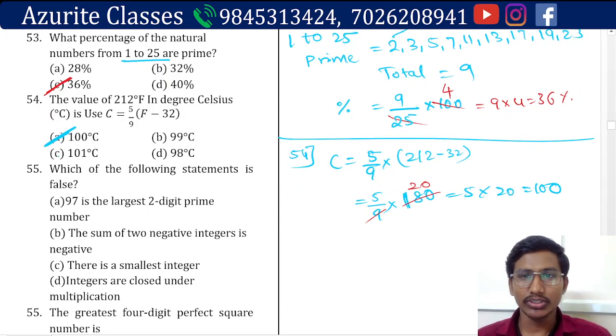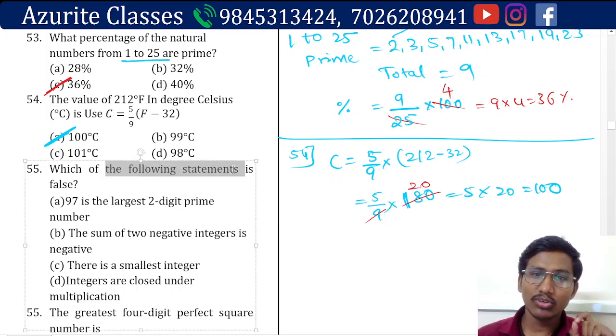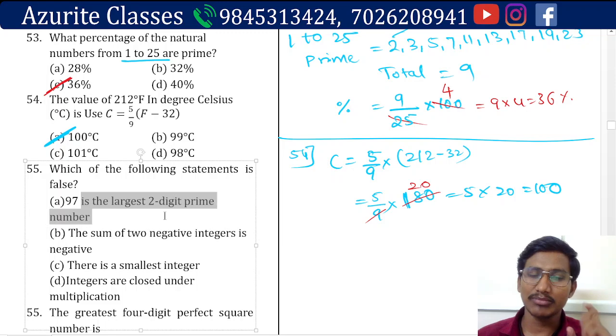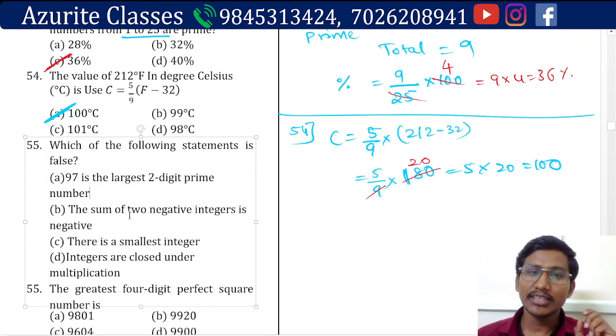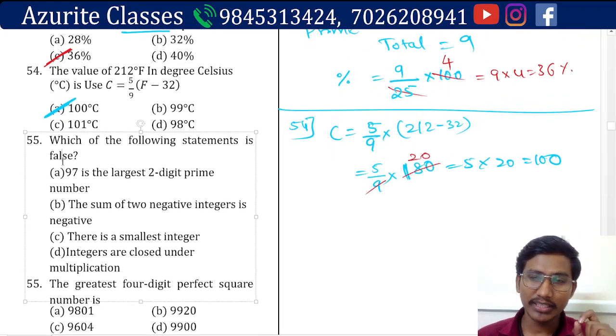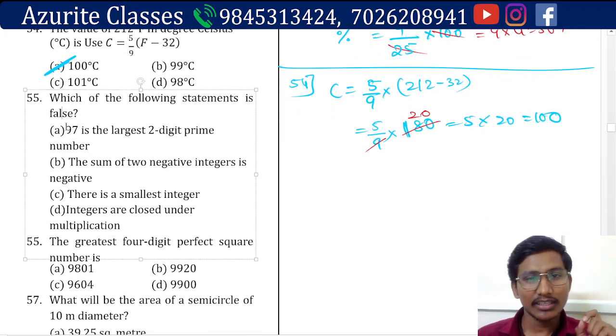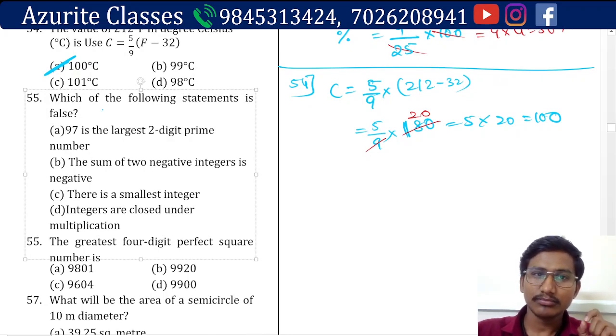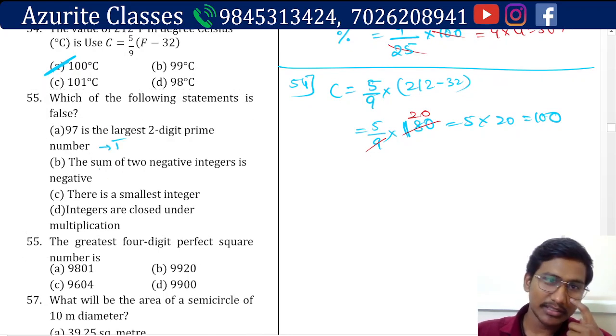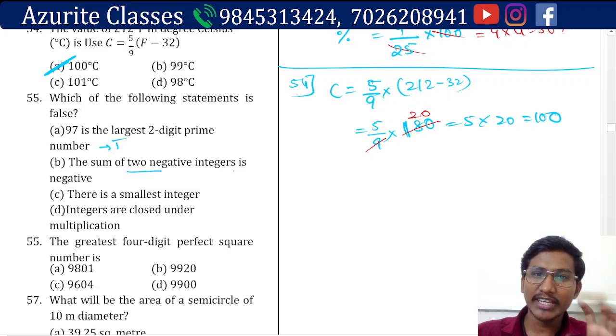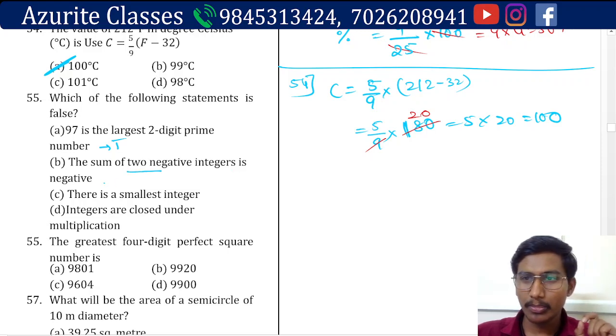Okay, good. Next, let us go for question 55. Which of the following statements is false? 97 is the largest 2-digit prime number. That is correct. So which statement is false, they are asking. Yes, 97 is the largest 2-digit prime number, so that is true. And the sum of two negative integers is negative. Yes, that is also true.